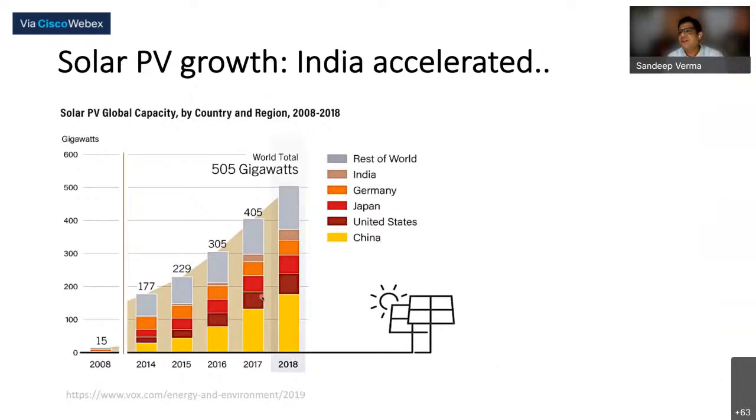So if you look at the solar photovoltaic growth, India has accelerated. We have done reasonably well. We are taking good strides. If you look at this brown section in the chart shown here, we are slowly but steadily catching up. And this overall growth of solar photovoltaics is definitely dependent on what we can do with our materials and how well we can develop materials to harness the solar power.